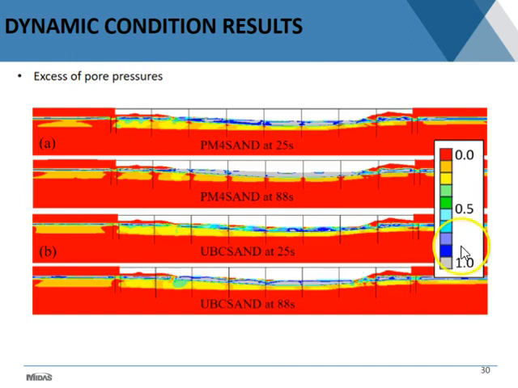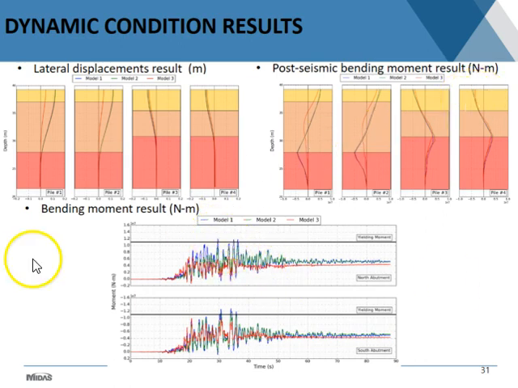Now, more results. Here's coming from FLAC. This is the evolution of pore pressures at 25 seconds, 88. I'm sorry, using FLAC 2D, using PM4Sand, using UBC sand. This is just as a reference. We're just focusing our attention on UBC sand in this exercise. If you look at the results coming from Midas and also coming from FLAC, you see the pattern of lateral displacement and also the pattern of post-seismic bending moment. Okay, you see different patterns here.